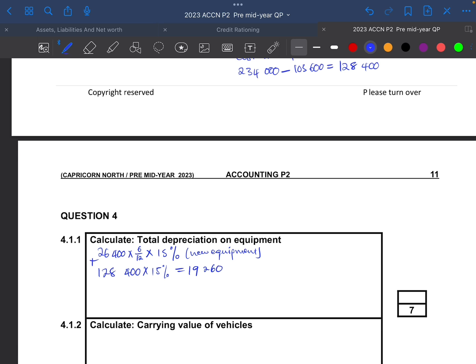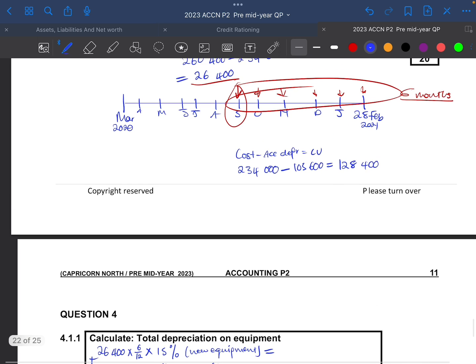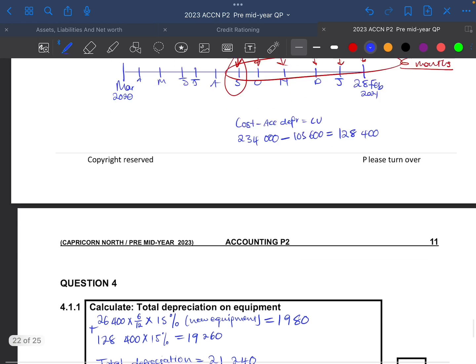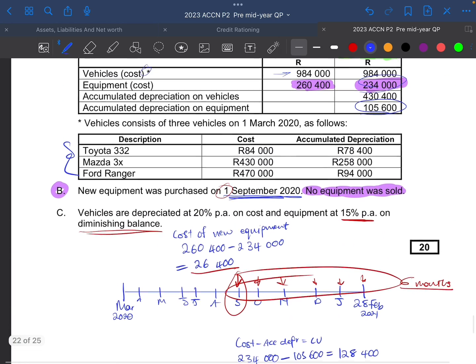Here, 1 minus and plus. Okay, it's a plus. So this is equal to, what did we get here? I actually didn't calculate, now that I see. Okay, 6/12 times 15%, it's 1,980. So total depreciation is just the addition of these two amounts. So it's 19,260 plus 1,980, which is 21,240.